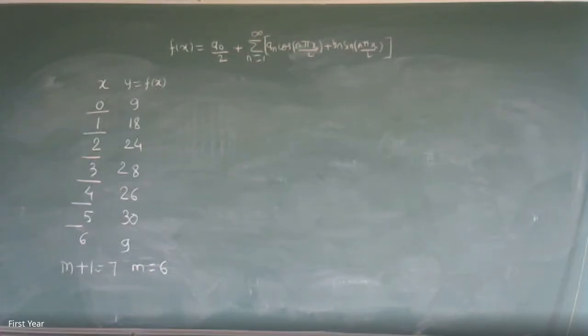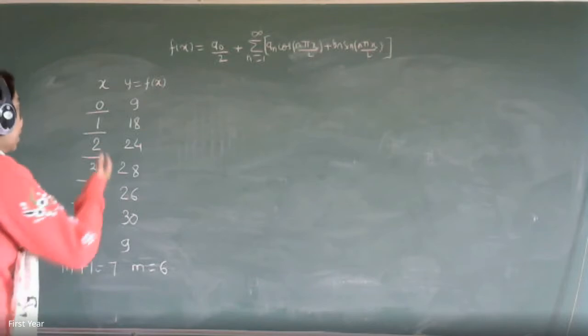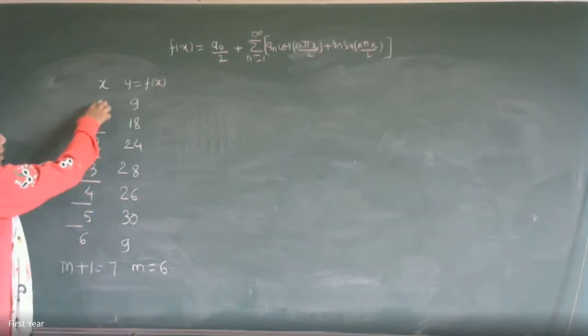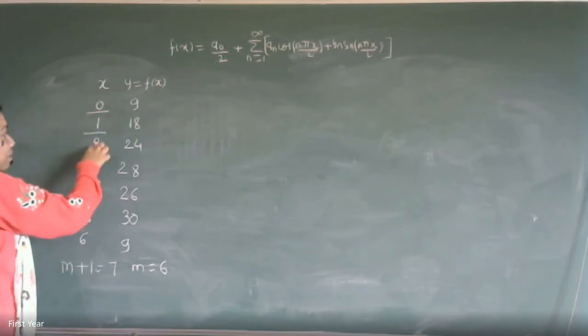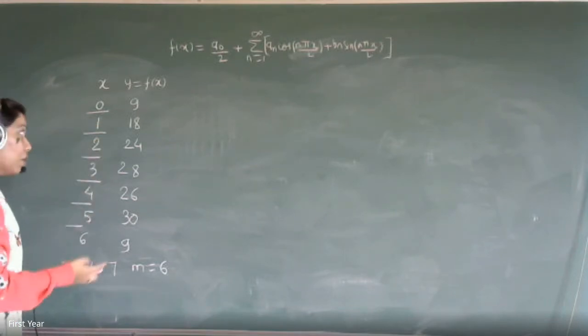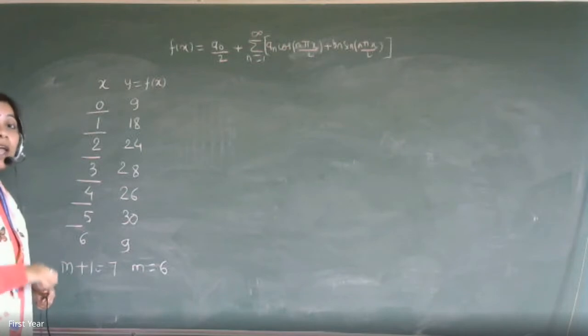Yes, clear, sir. Clear to everyone? So there are 6 parts which are of equal length. How are they equal length? Just see, the difference between 0 and 1 is 1. The difference between 2 and 1 is 1. 3 and 2 is 1. Okay? Or we can try to convert this in terms of angle also.